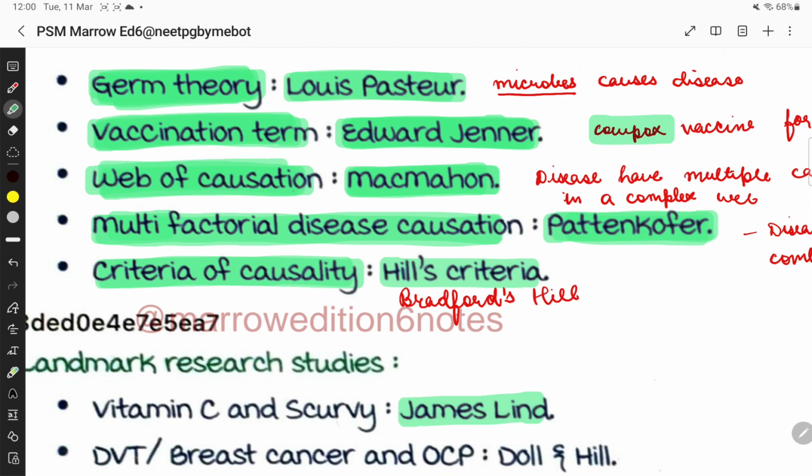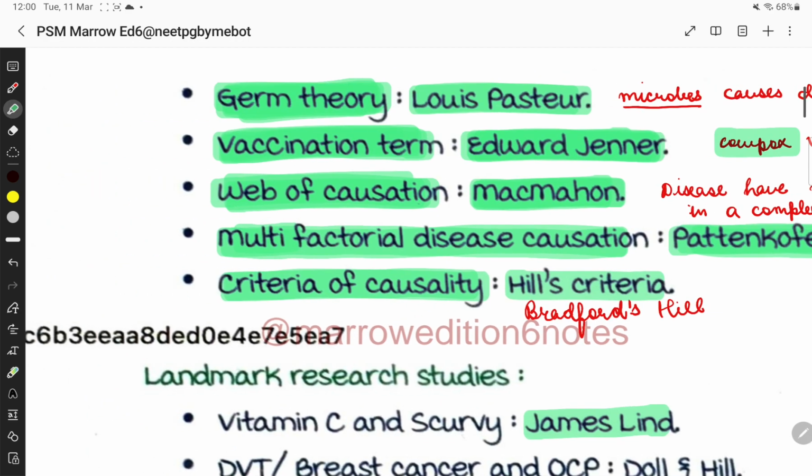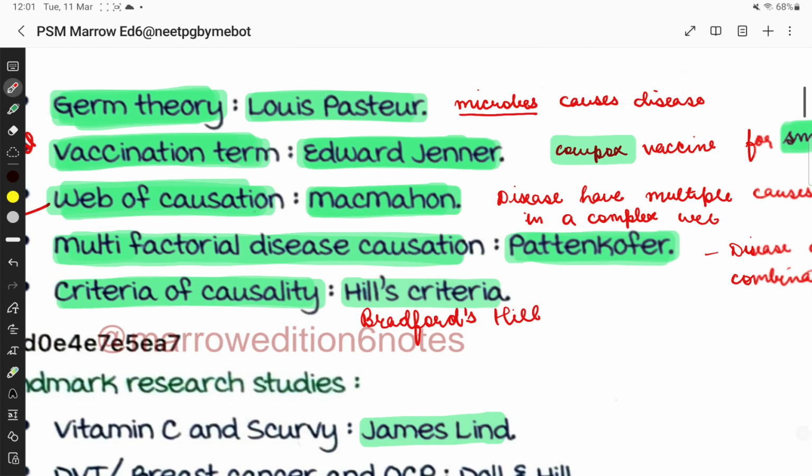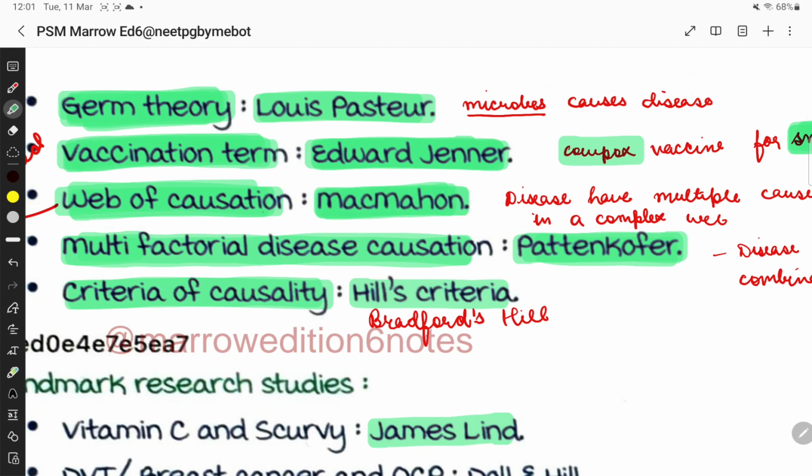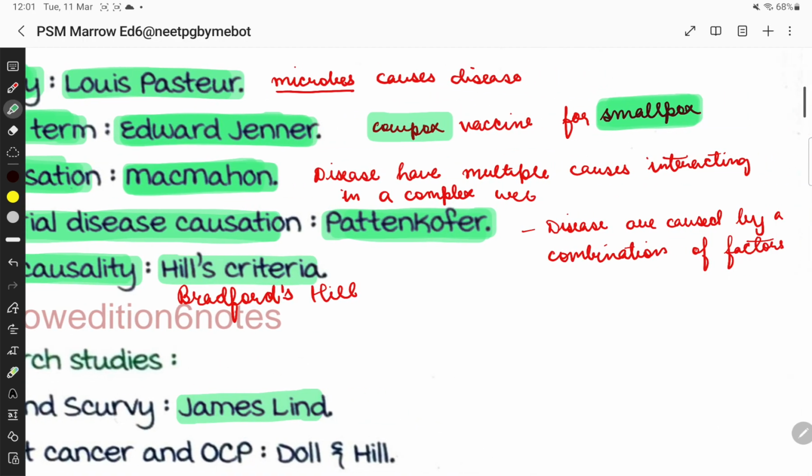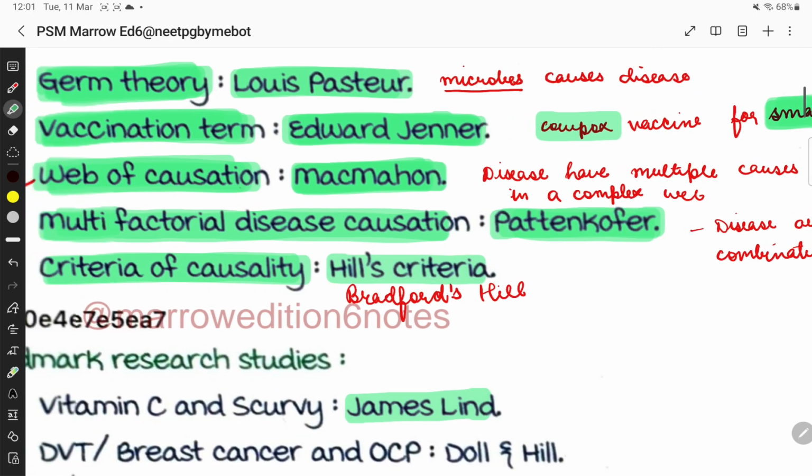What is web of causation? Web of causation states that disease does not have a single cause, but disease results from multiple interconnected factors. Okay, web means interconnected. Diseases are not due to any one cause, but it is due to interconnected factors. That is known as web of causation. Disease is because of interconnected factors like environmental, genetic, behavioral, and social. So web of causation is given by McMahon. It states that disease has multiple causes which interact with each other in a complex web.